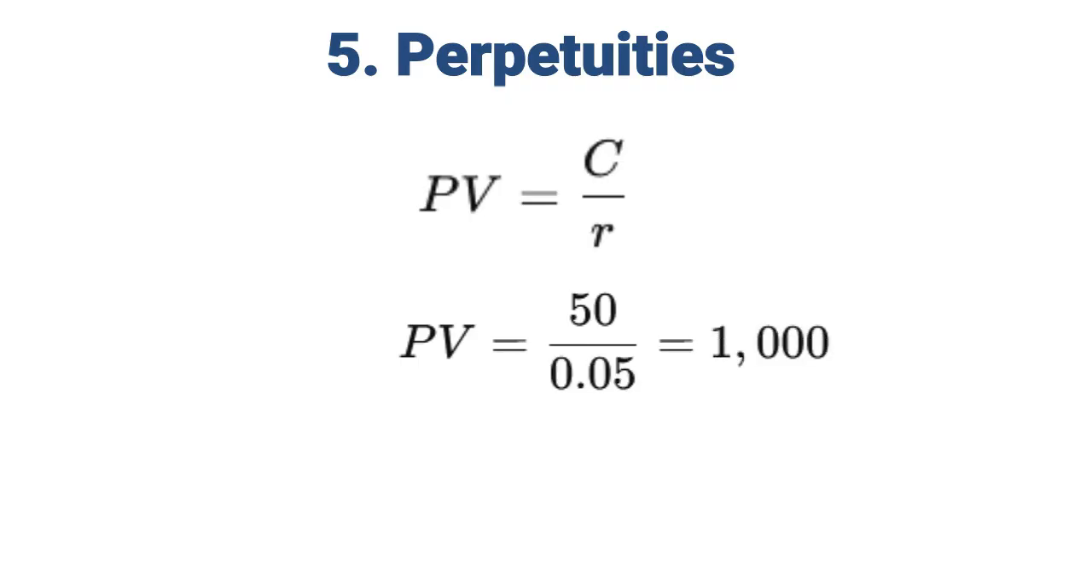5. Perpetuities. A perpetuity is a series of payments that continue forever. The present value of a perpetuity is calculated using this simple formula. PV equals C divided by R, where C is the payment per period, R is the interest rate. For example, if you receive $50 per year forever and the interest rate is 5%, the present value of this perpetuity would be PV equals 50 divided by 0.05. This gives a present value of 1,000.